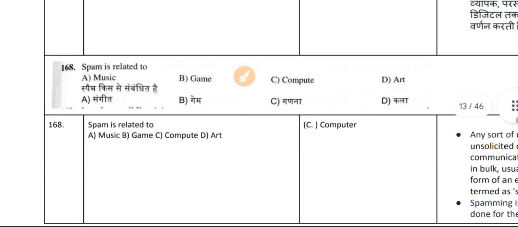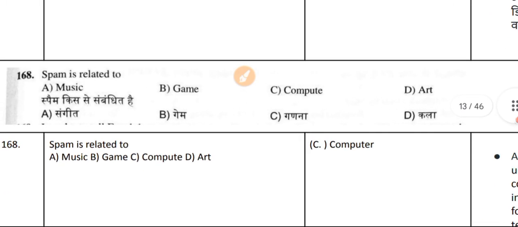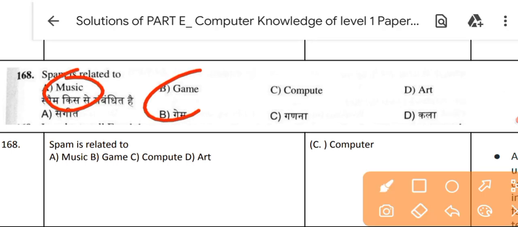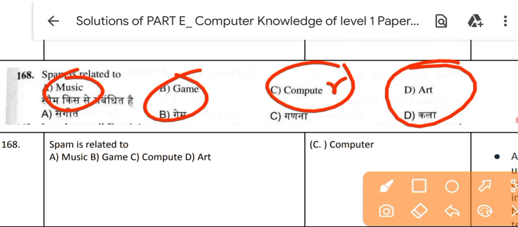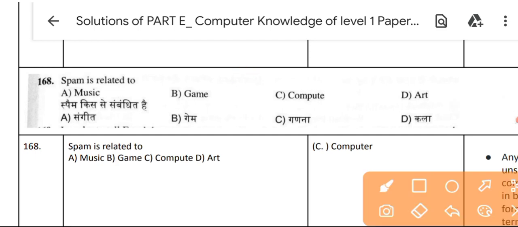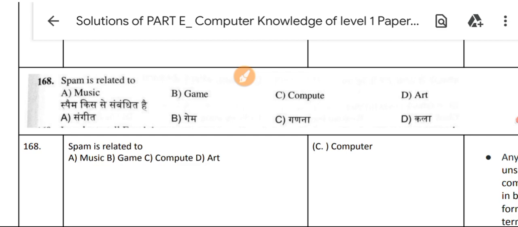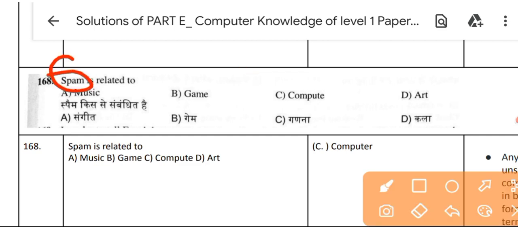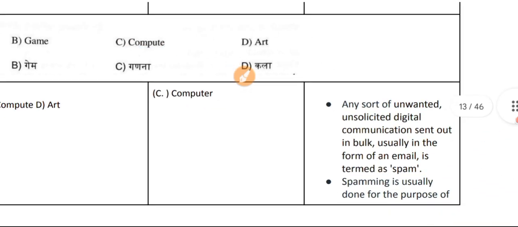Next question is 168: spam is related to which: music, game, computer, or art? You may have seen, when you open your email ID, that something comes from spam. In this way, computers also have spam in internet communications. Then you eliminate the others; spam is related to computers. Okay, here is the answer.